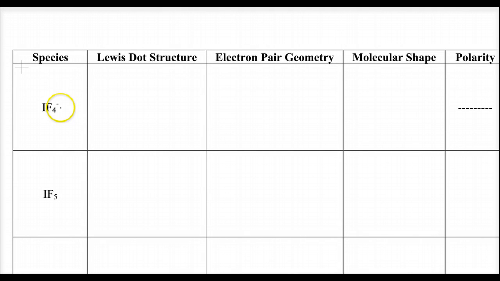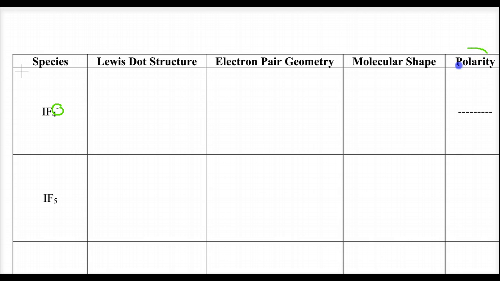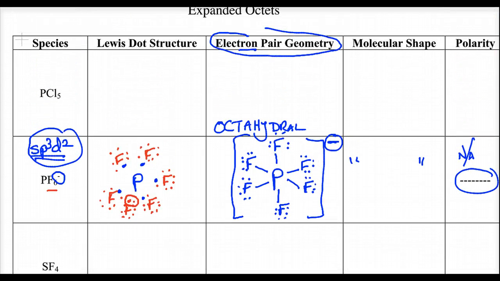Okay? Remember, the ones with a negative charge, you have to add an electron. And notice their polarity is non-applicable because they're ions. So please try the rest. I have the key, and good luck.